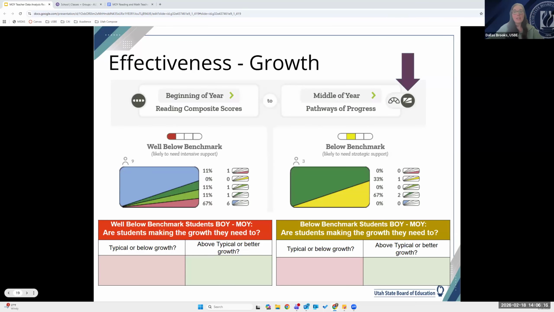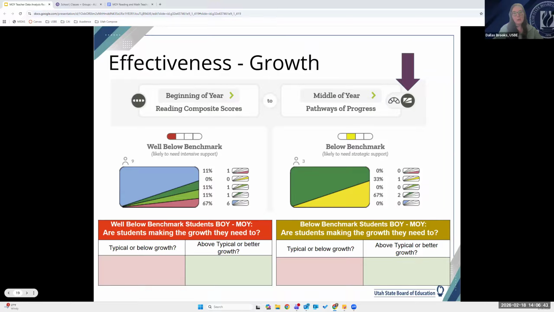So we are going to combine our concepts of proficiency and growth, and we are going to look at our effectiveness through growth. So we're going to start just like we did before with our well below and our below benchmark students from beginning of year to middle of year, and we're just going to ask if they are making the growth that they need to make in order to get to where we want them to be.